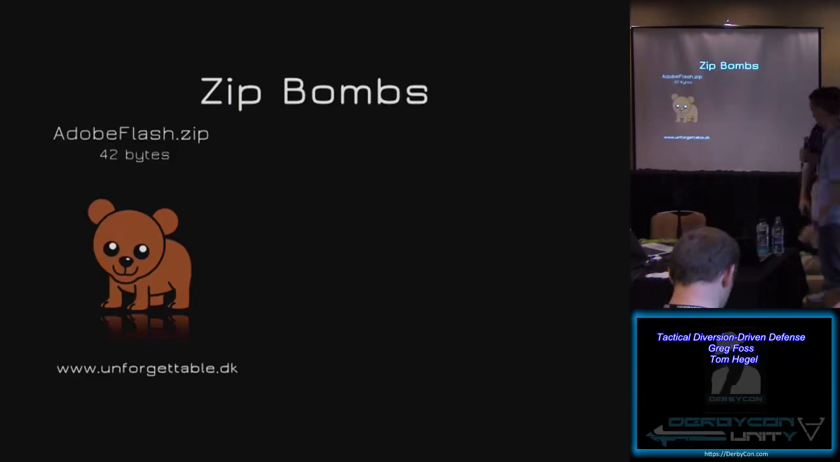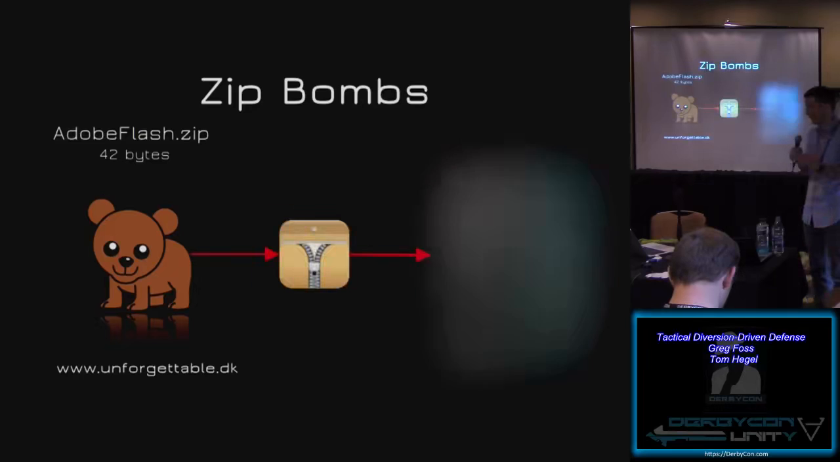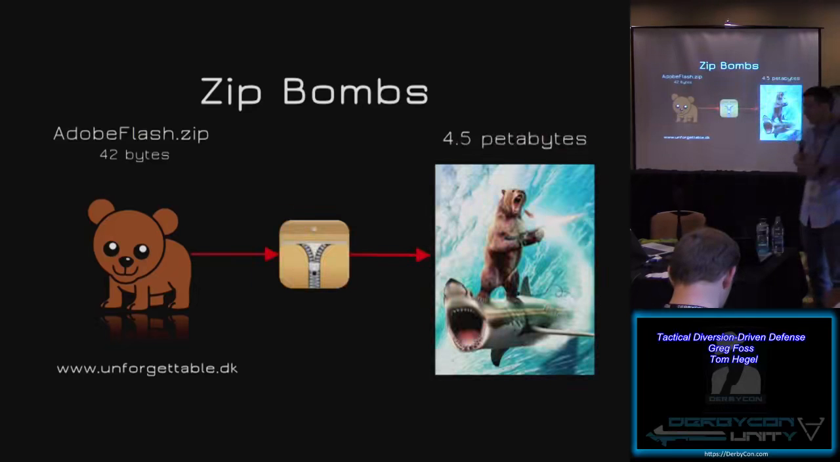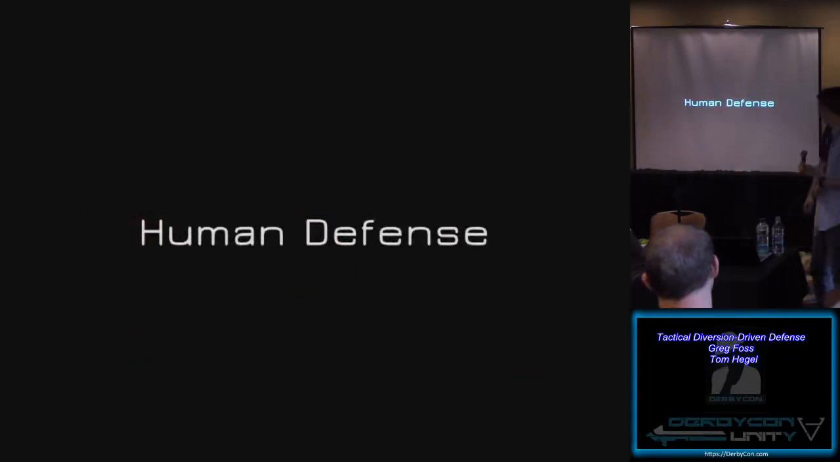This one you can actually download at that URL, unforgettable.dk. It's a 42-byte zip file. You unzip it, and you get a 4.5 petabyte file. So it'll give your attacker a good time. Name it confidential.zip or something, and you'll have a good time with that, kind of pissing off your attackers. So very fun. All right.